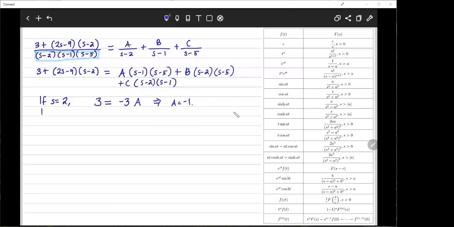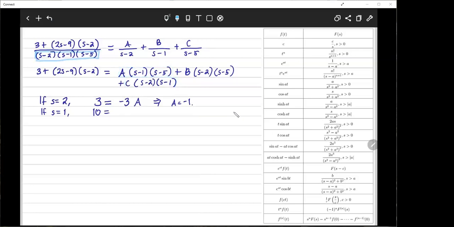So next, I'm going to set S to be equal to 1. Okay, so on the left side, I will have 3 plus -7 times -1. So that's 10. Now since S equals 1, that also implies that S minus 1 equals 0. So lahat ng mga expressions containing S minus 1, such as this and this, they will become 0 as well. So ang matitira ngayon ay itong term containing B.